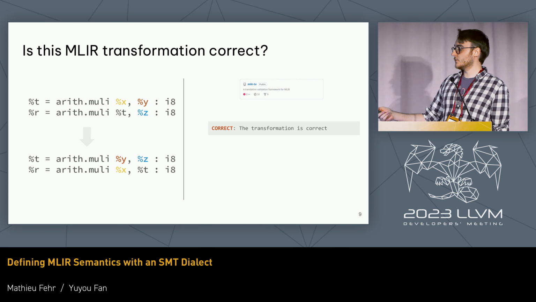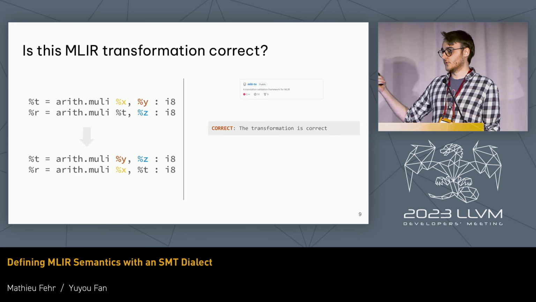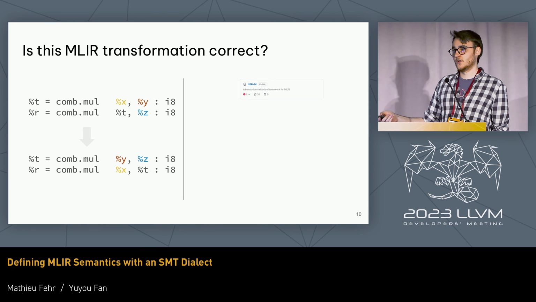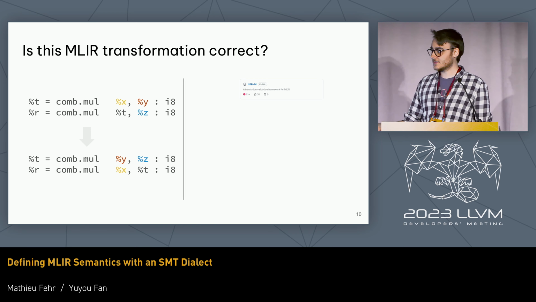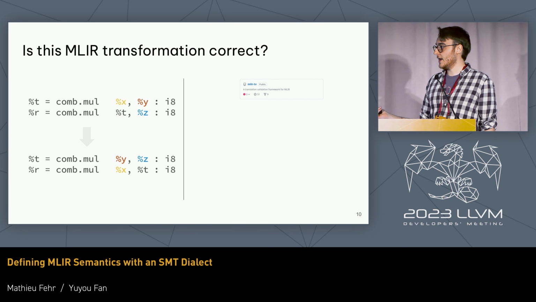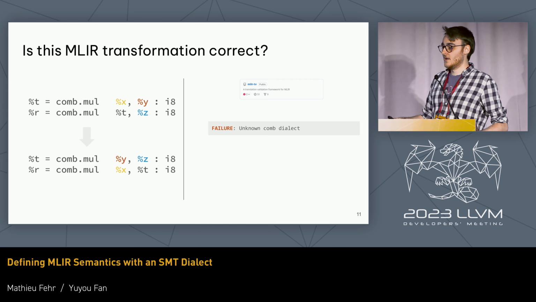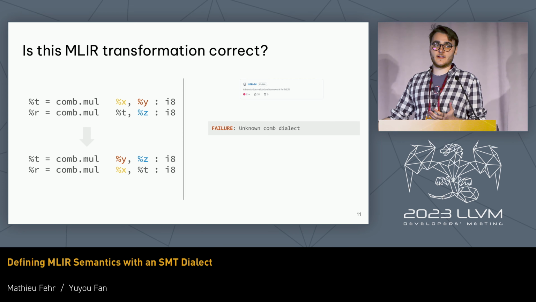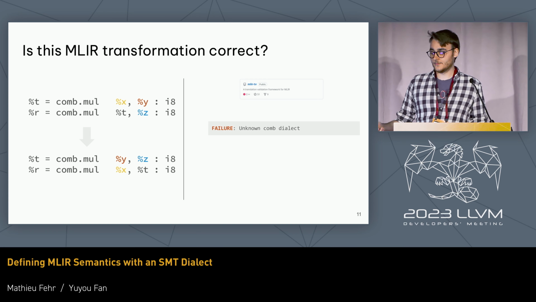But what if you want to use other dialects, your own custom dialects, or for instance, you want to do it for the comb dialect in CIRCT, so comb.mul, which again has different semantics from the arith dialect? Well, here, MLIR TV is not going to be happy because it doesn't understand what the comb dialect is. This is a dialect that is external to MLIR, so it doesn't understand it, and it's just going to tell you that it's unknown.